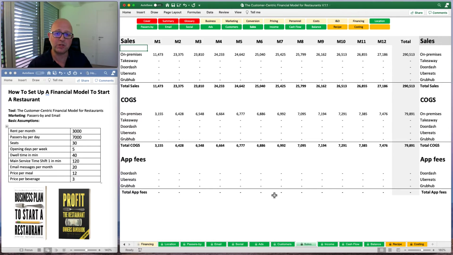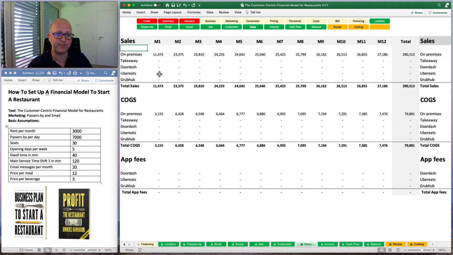Next sheet, output sheet, is sales. This one shows you how much sales you make in each area. These are on-premises, so we just did this example for on-premises, yet you could also do it for takeaway and for delivery apps. Up to 3 delivery apps, you can choose 3 names; as examples are in at the moment DoorDash, Uber Eats and Grubhub, which are in the United States the most popular ones, at least at the moment in 2021.